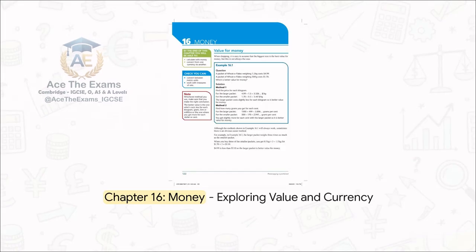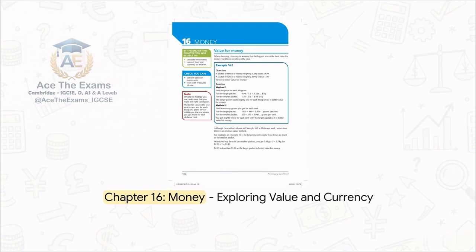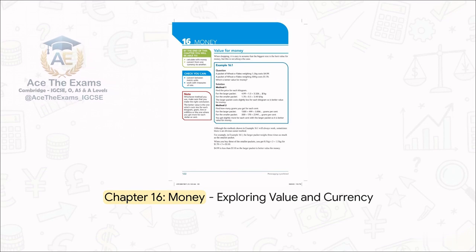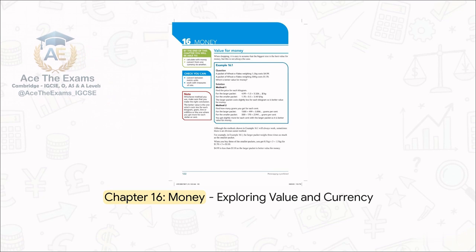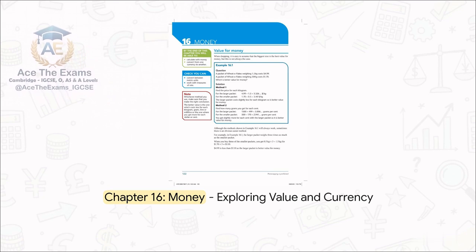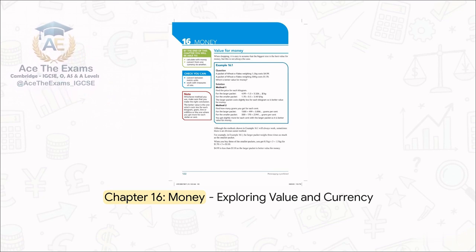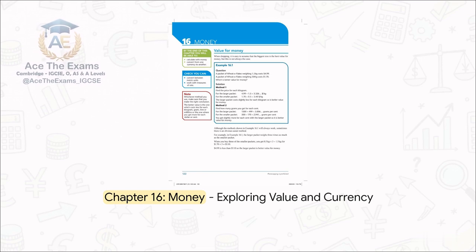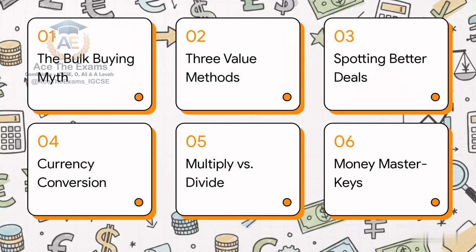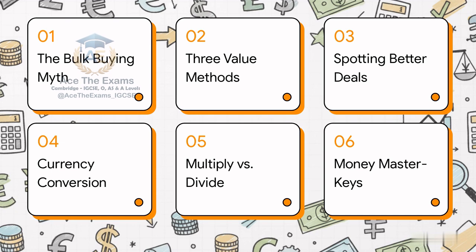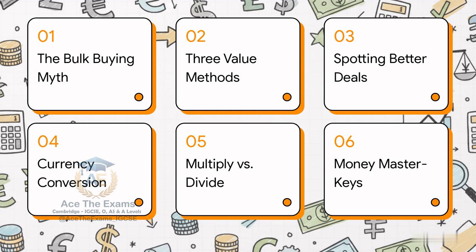Our source material today is Chapter 16 of our text, which specifically targets calculating value for money and converting between currencies. We're going to extract the exact math skills, specifically unit pricing and exchange rate logic, that empower you to make the right financial conclusions every single time. All right, here is our roadmap for today. We'll cover 1. The bulk buying myth. 2. 3 value calculation methods. 3. Spotting the better deal. 4. The currency conversion code. 5. Multiplying versus dividing. And finally, 6. Essential money master keys.